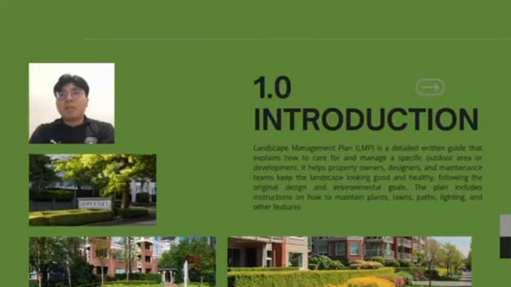Okay, now I will start the introduction part. A Landscape Management Plan (LMP) is a detailed written guide that explains how to care for a managed and specific outdoor area of development. It helps property owners, designers, and maintenance teams keep the landscape looking good and healthy, following the original design and environmental goals. The plan includes instructions on how to maintain plants, lawns, paths, lighting, and other features.